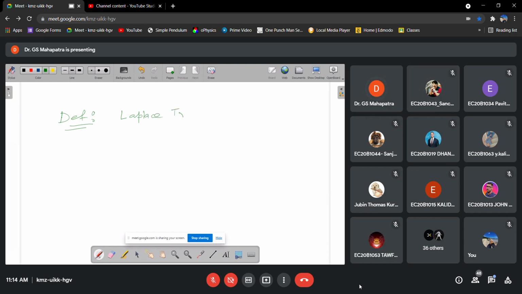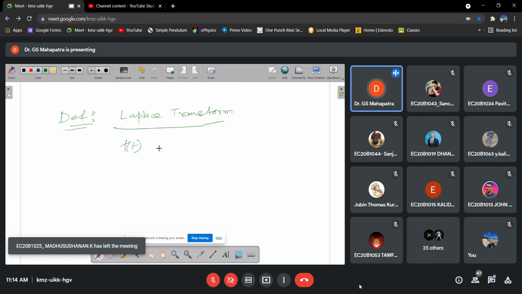Okay, so now I am writing it. The Laplace transform of a function f of t, the nature of the function I will discuss later on, will transform to a function of s, F of s. That notation is like that.